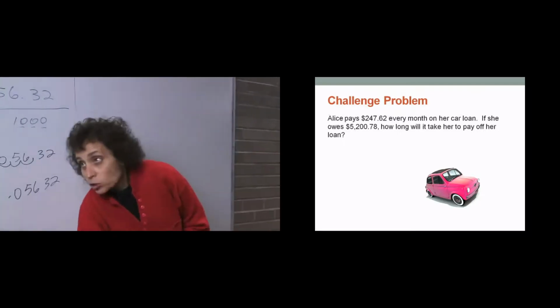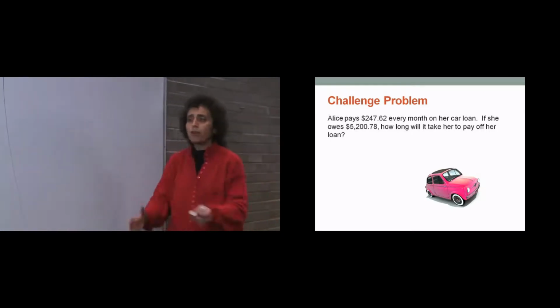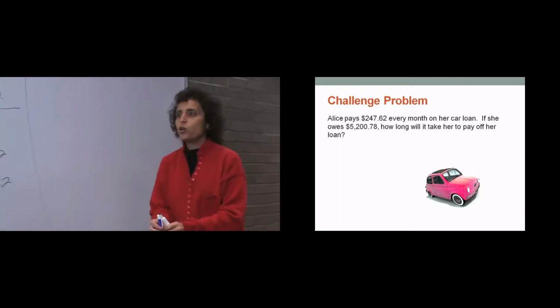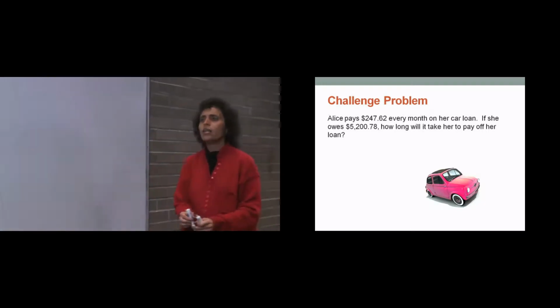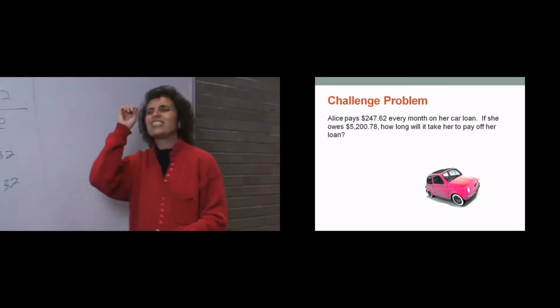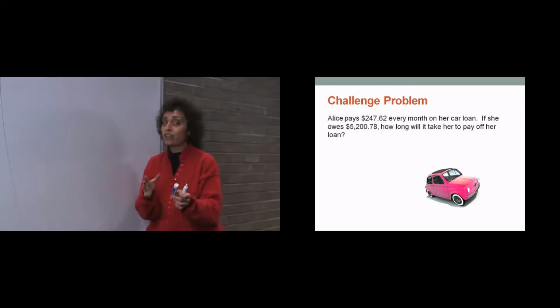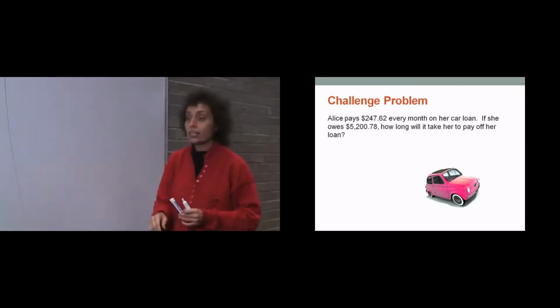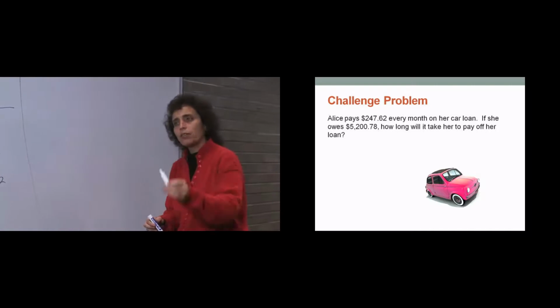Okay. Alice pays $247.62 every month on her car loan. If she owes $5,278, oh, no, sorry, let's do that again. She owes $5,200.78. How long will it take her to pay off her car? I just added $78 to her car loan. Sorry about that, Alice.